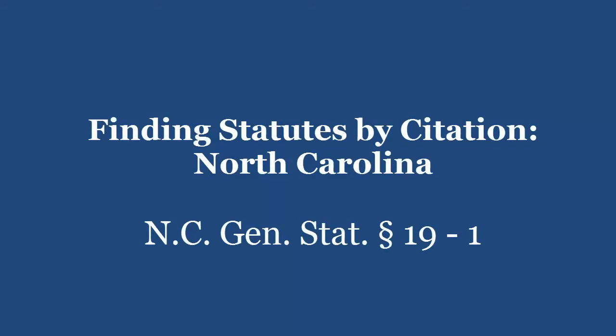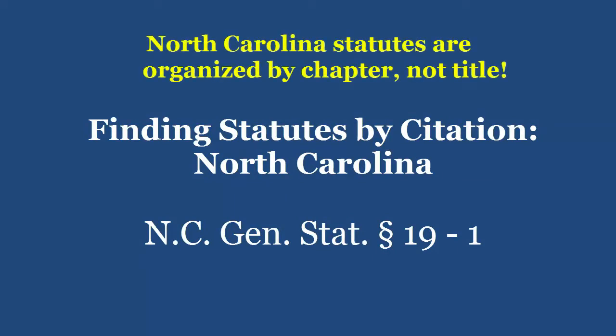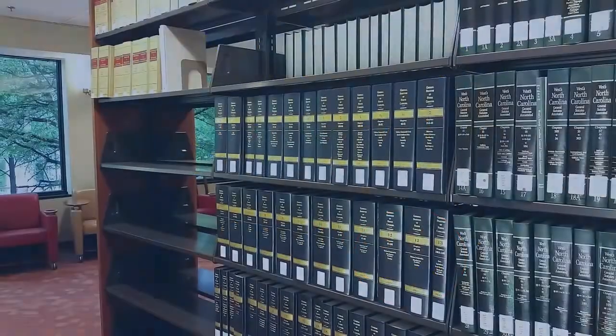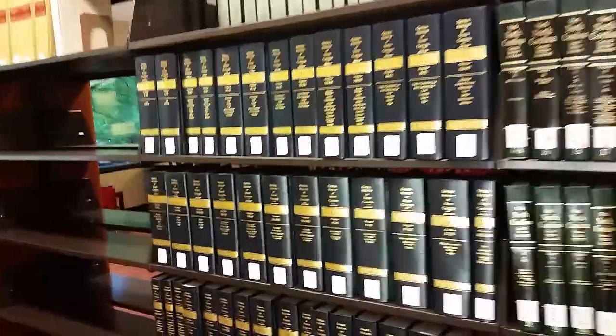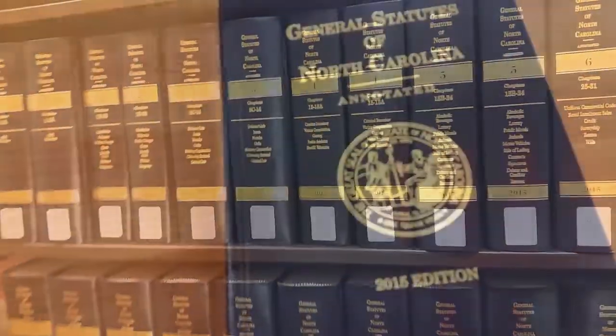Searching North Carolina statutes by citation follows the same principle as its federal counterpart. However, North Carolina statutes are organized by chapters. There are over 200 chapters in the North Carolina Code. Next, the chapters are divided by articles and by section numbers. So for Chapter 19, Article 1 of the North Carolina General Statutes, you would go to the volume with Chapter 19 and then look for Article 1.